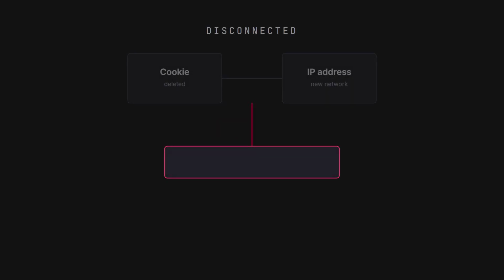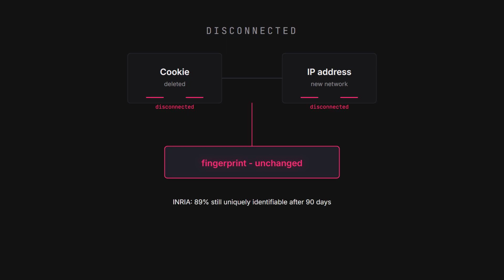What makes fingerprinting so hard to escape is how stable it is. Cookies get deleted. An IP address changes the moment you switch networks. The fingerprint mostly stays put. None of the usual privacy steps reach the things fingerprinting reads. Your hardware and your installed fonts are exactly the same after you clear your history, open a private window, or route through a VPN. A study from InterIA found that 89% of browser fingerprints could still be uniquely identified after 90 days, with no deliberate change from the user.